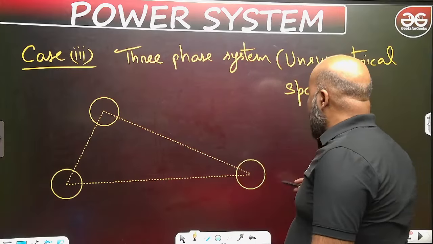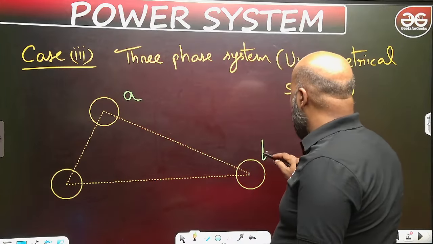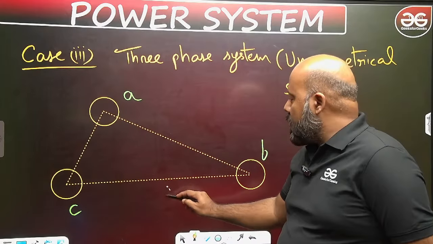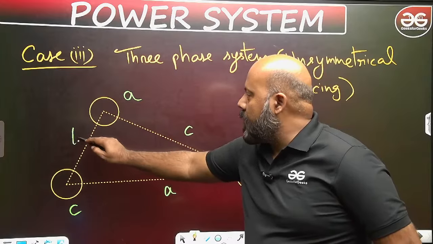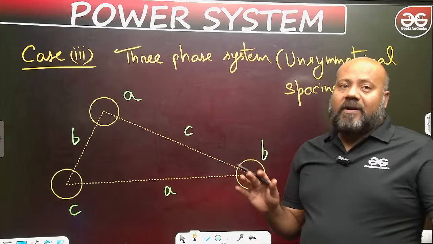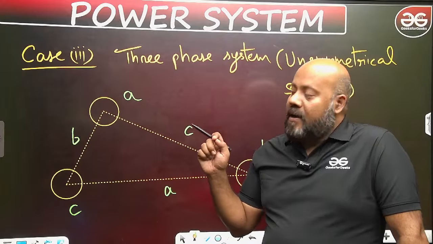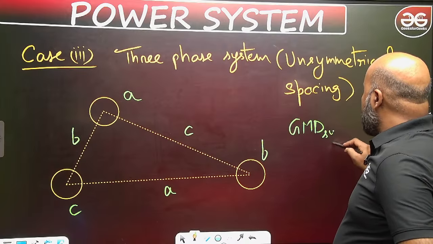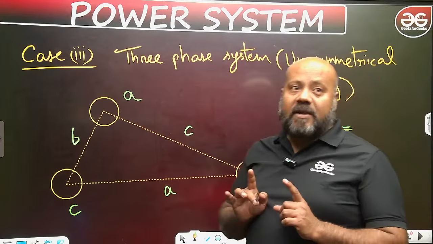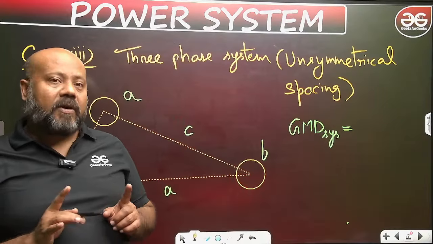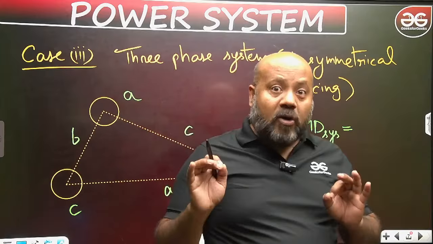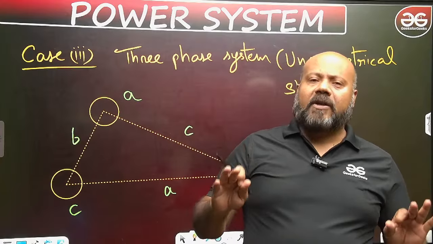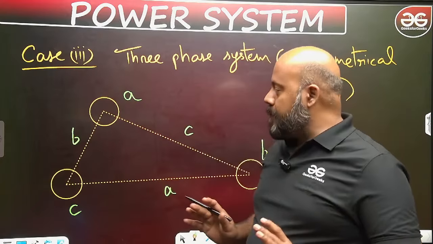Suppose this is going to be the A phase, this is the B phase, and this is the C phase. So if I ask you for this three-phase system, what is the GMD of this system? How am I calculating it? Just see it very carefully because it is going to be very important. If you understand it in one go, whatever problem you face in the calculation of GMD and GMR, you are never ever going to make any mistake.